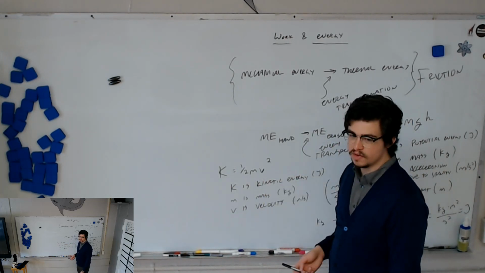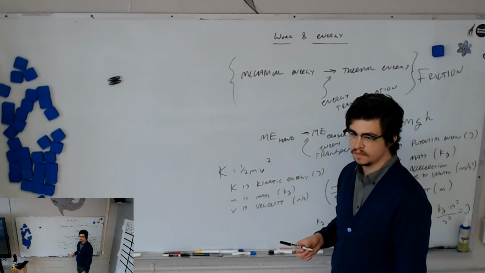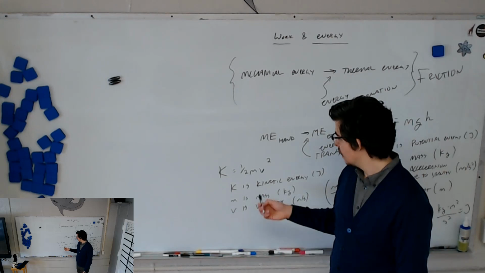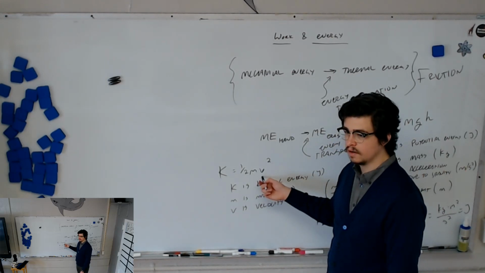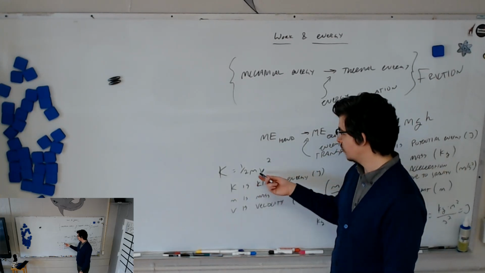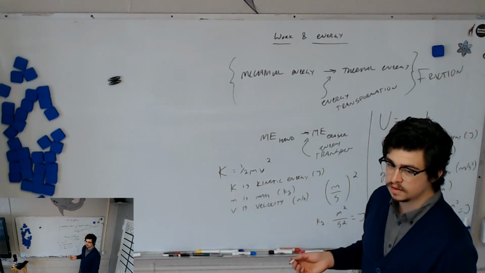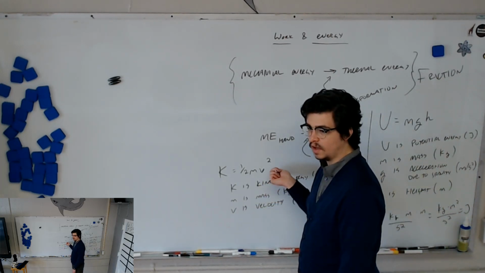If we triple the velocity, which is 3 times, what will happen to the kinetic energy? Well, if we triple it and square it, what's 3 squared? 9 times. What if we quadruple the velocity?